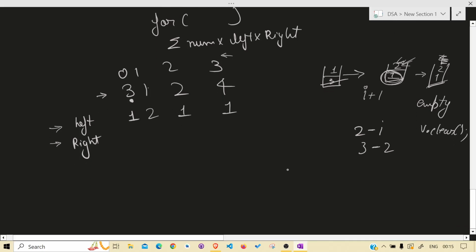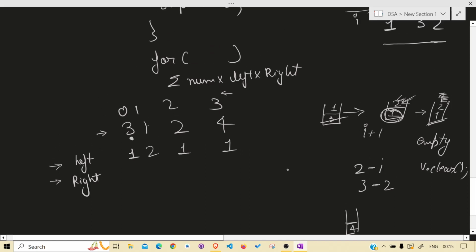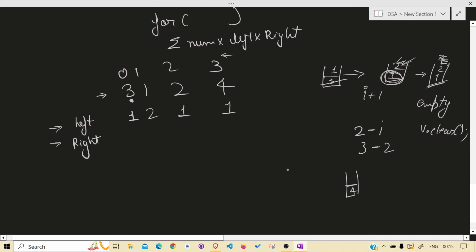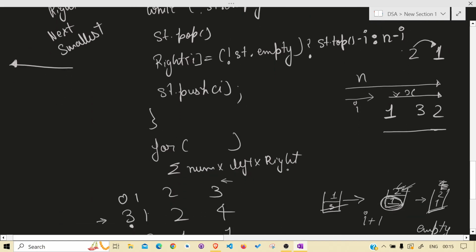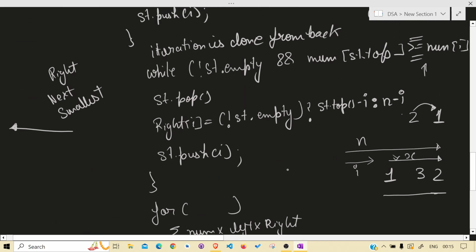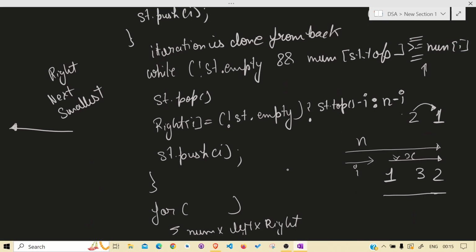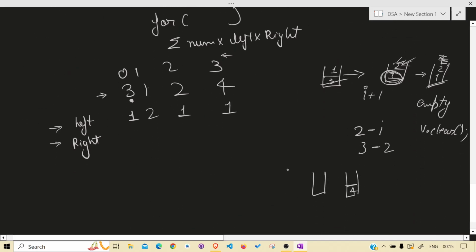Nonetheless, for 4 the stack is empty. This time the stack was empty. Why am I pushing? When 4 was processed, the stack was empty. What we were doing when the stack is empty is n minus I. What is the n currently? N is 5 and current index is 4. We get a 1 over here.